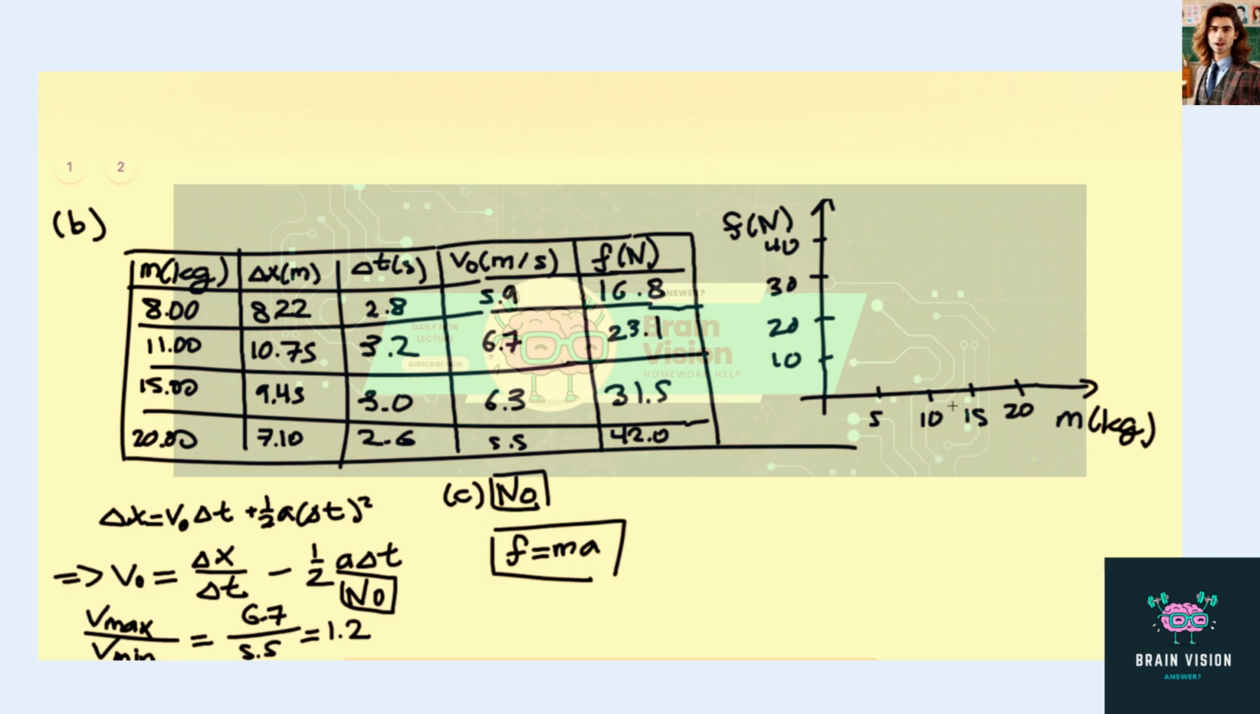So we have 8 and then 16.8 about here. 11 and then 23.1 goes about here. 15 and 31.5 goes around there, and then 20 and 42.0 goes around there. Then you're going to try to draw a straight line that goes through the data, and this is our equation F equals ma that governs that slope.